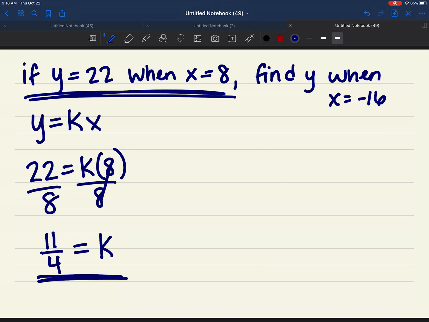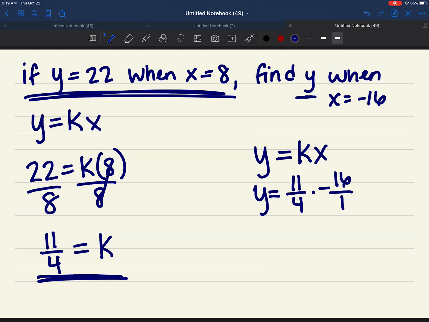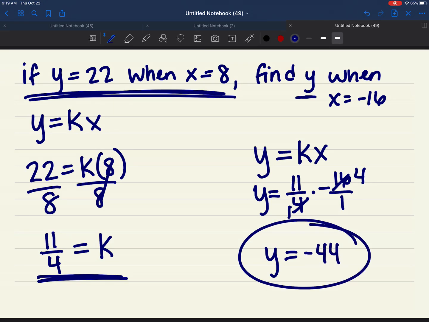So that's the first thing that we found, but that's not even what it asks us to solve for. What does it ask us to solve for? It wants us to find y when x is equal to negative 16. So how would I do that? Can I plug in two things to this equation? Abby? Would you do, y equals 11/4 times -16/1? Perfect. I'm going to put negative 16 over 1 since we have a fraction, right? 4 and 16 simplify, so all you're doing is 11 times negative 4, so my value for y would be negative 44.